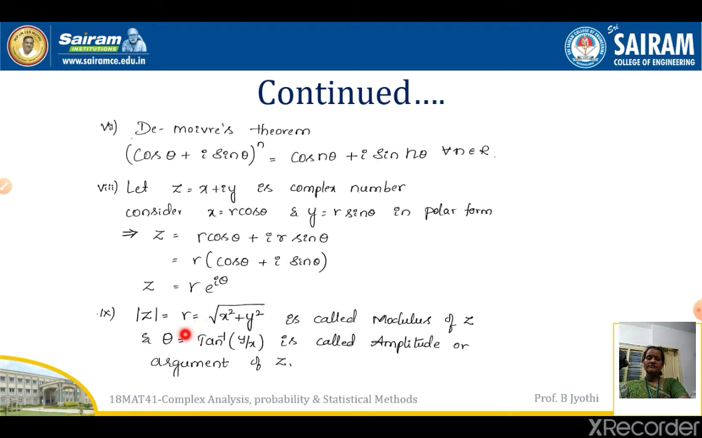Next is the modulus of z, that is r, which is square root of x square plus y square, which we can get by using r square cos square theta plus r square sin square theta, that is x square plus y square. If you do it, we will be getting r as square root of x square plus y square. It is called the modulus of z, and theta is obtained by dividing y by x, that will be tan theta, that is theta equals tan inverse of y by x. It's called the amplitude or argument of z.